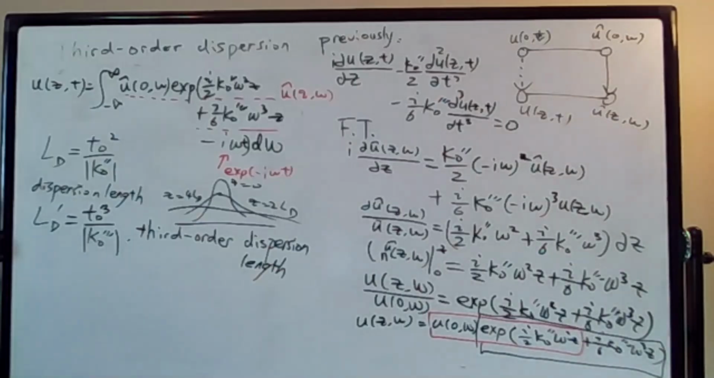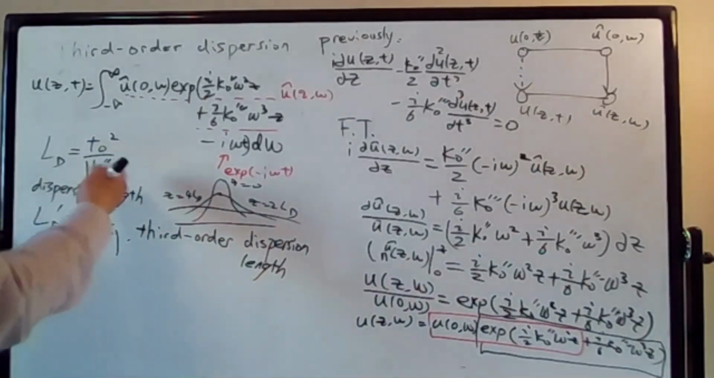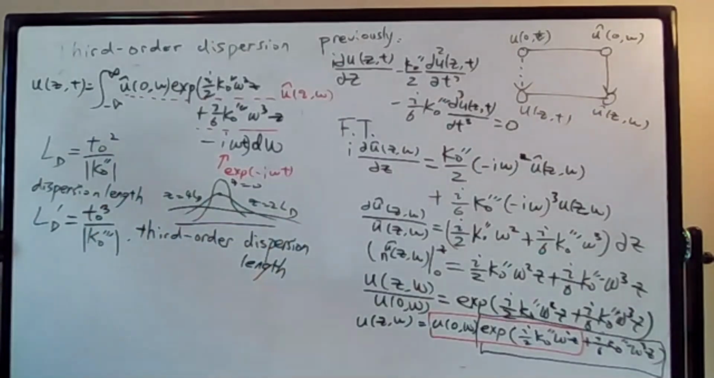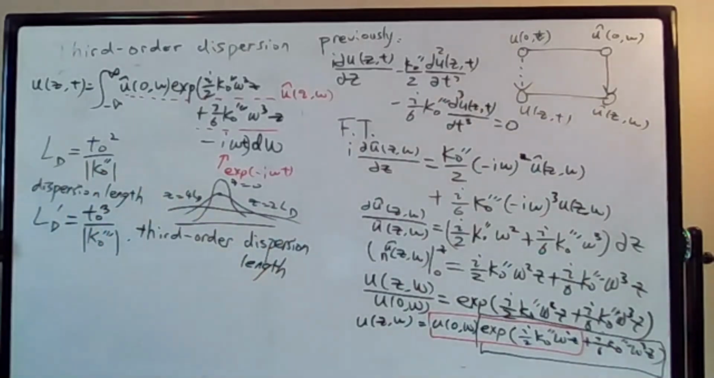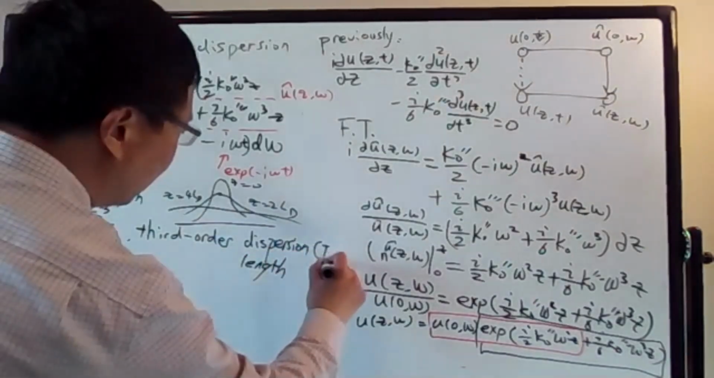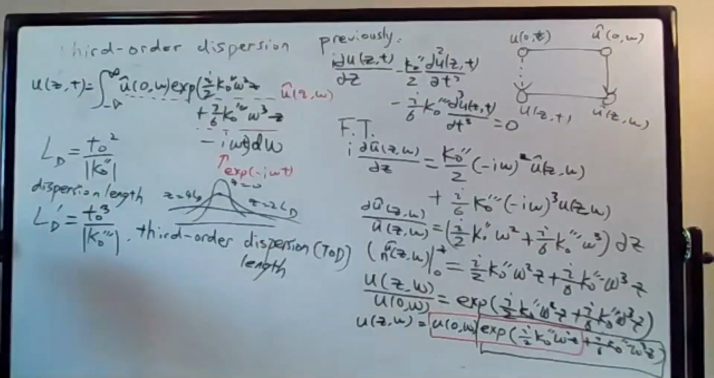Okay, so let's look at this LD prime. You can tell that this is T naught cube, and this is T naught square, so it has a higher order effect, and also K naught triple prime instead of K naught double prime. So third order dispersion, we can write as TOD. It stands for third order dispersion.